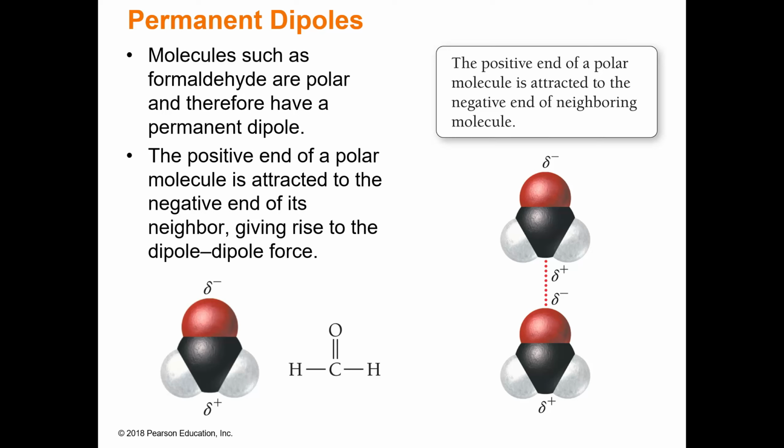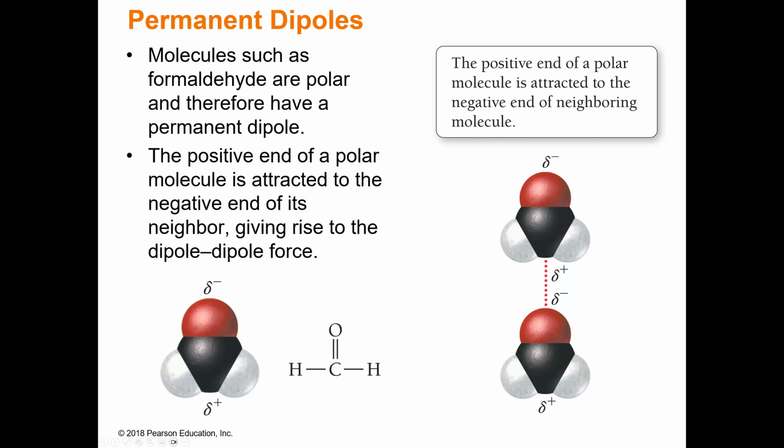In formaldehyde, CH2O, oxygen is more electronegative than carbon, so electrons are pulled toward oxygen, creating a permanent dipole. The positive side of one molecule aligns with the negative side of another, increasing attractions. This same principle helps explain protein folding in the body. Polar side chains can align and interact via dipole-dipole attractions.